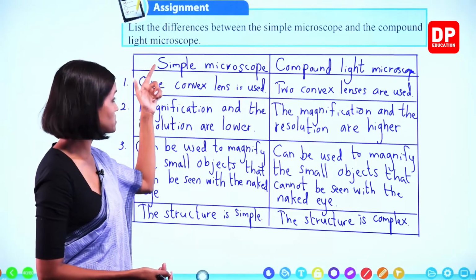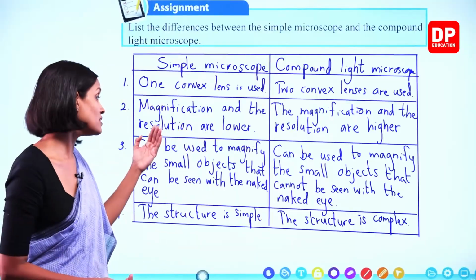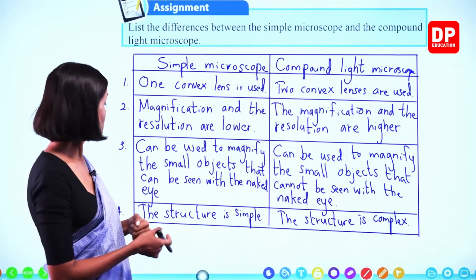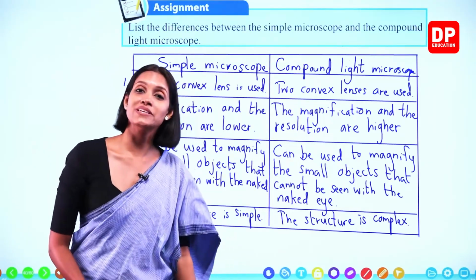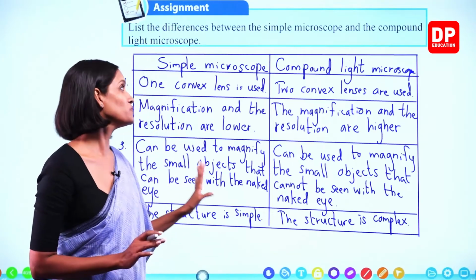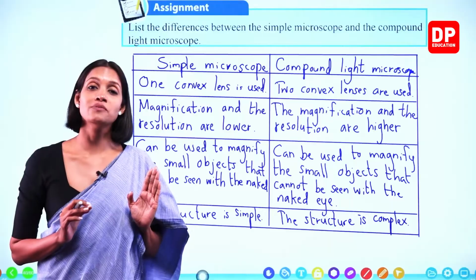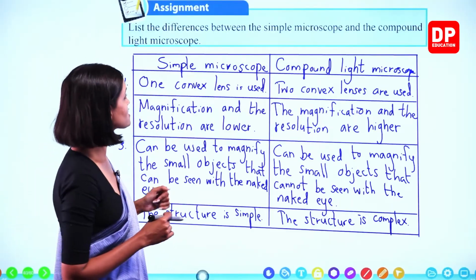Even though we can use this simple microscope to magnify objects, we cannot see the objects that we cannot see with the naked eye. Right? So the structure is simple here, the structure is complex. Right, children? I hope you understood the differences between the compound light microscope and the simple microscope. We'll move on to the next.